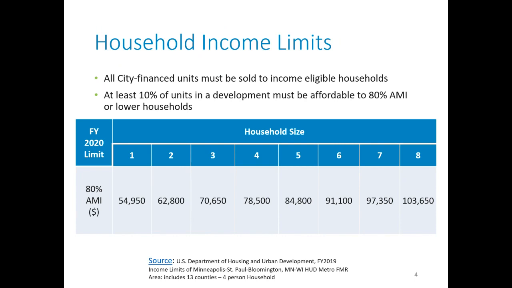City-funded units must be sold to income-eligible households, and the current maximum income is 80% of area median income, which is defined by HUD. This income level does vary by the size of the household, so as the household size increases, so does the income. Not all units in a development proposal are required to be at that affordable level, but any unit that you're requesting financing from the city for must be sold to a household at or below 80% of area median income. And at least 10% of the units in whatever development you're proposing must be affordable to those households.